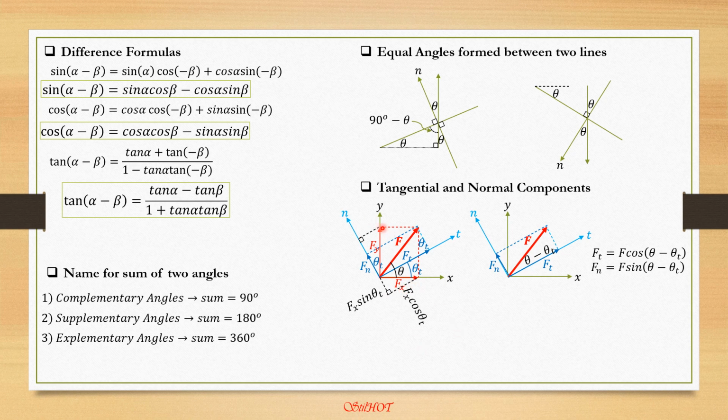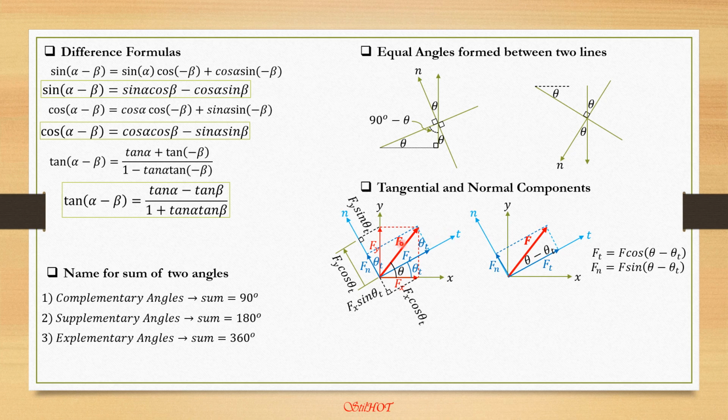Likewise, if we extend from the tip of Fy perpendicular to this, the hypotenuse is Fy and the angle here is theta t, so this is Fy sine of theta t, and this adjacent side is Fy cosine of theta t. So Ft therefore is equal to the tangential component of Fx, which is F cosine theta t, and it is in the direction of Ft, so that's positive.